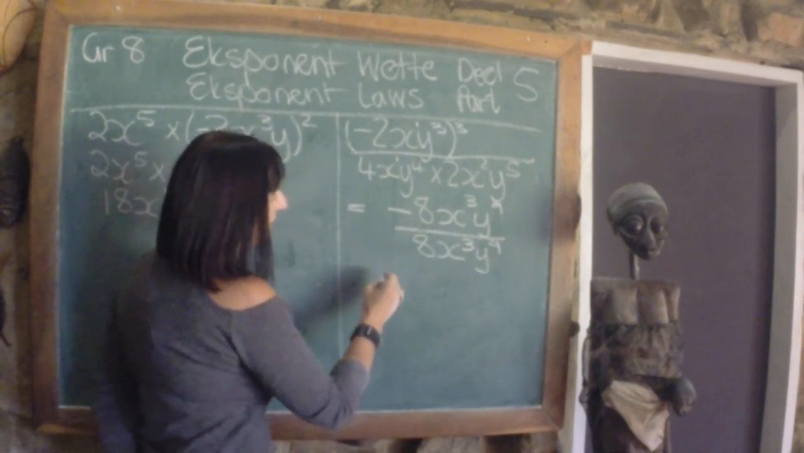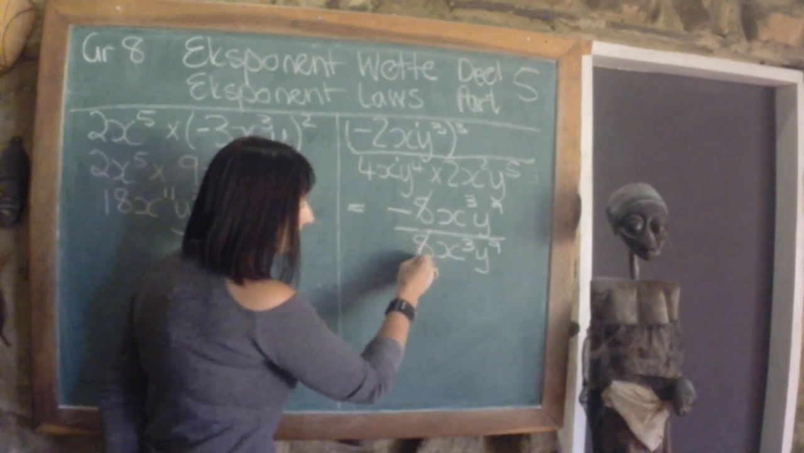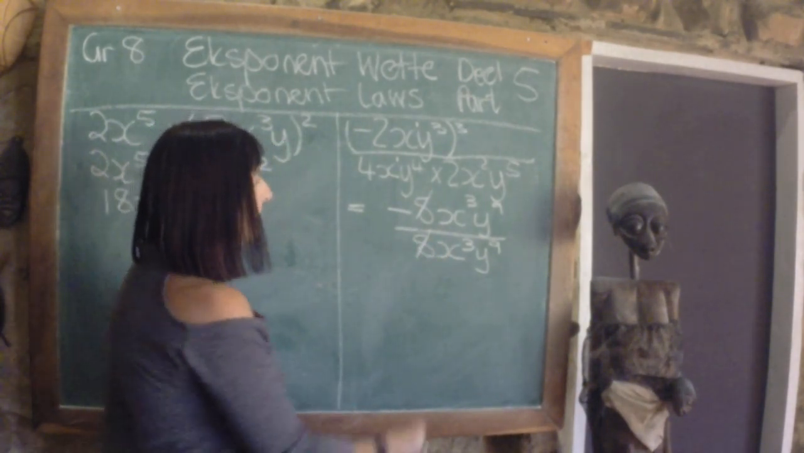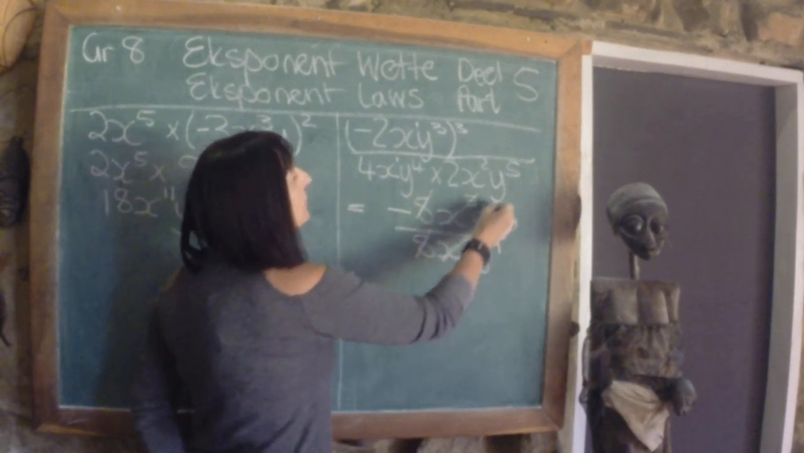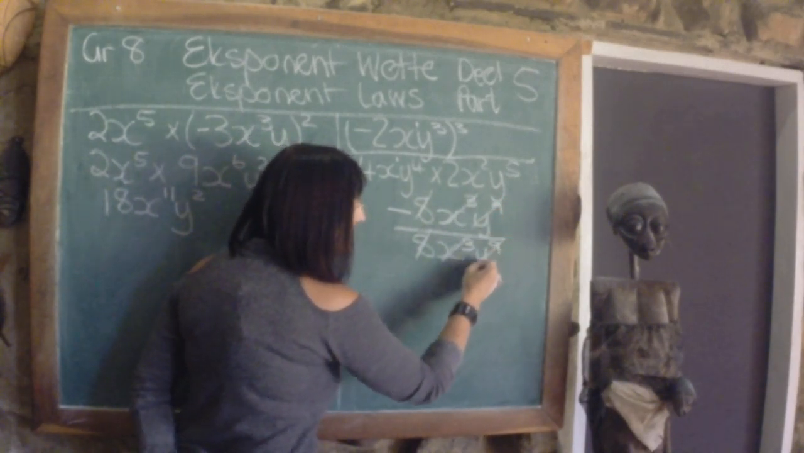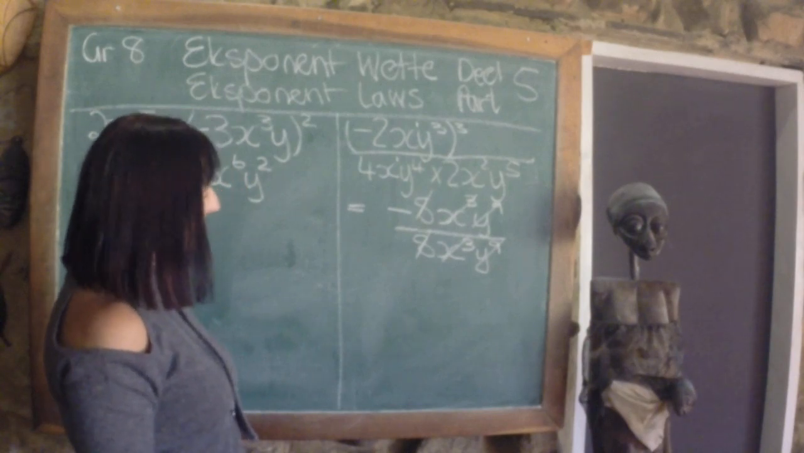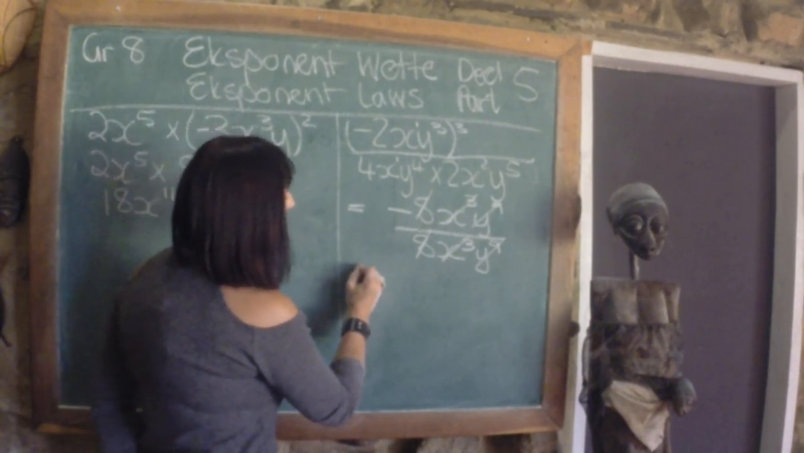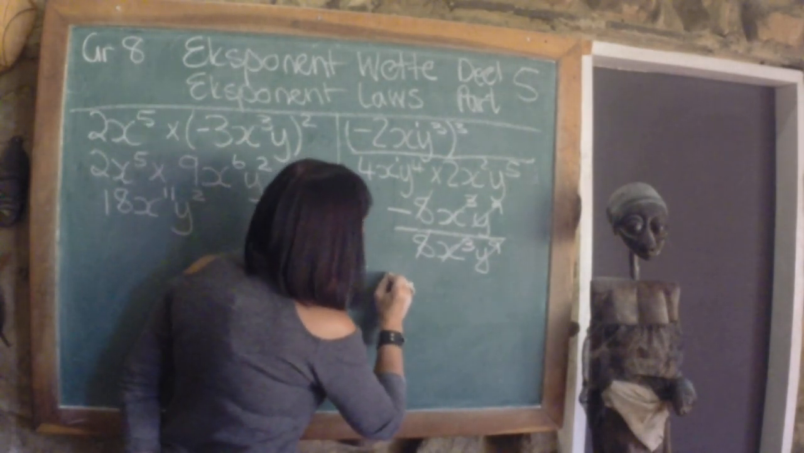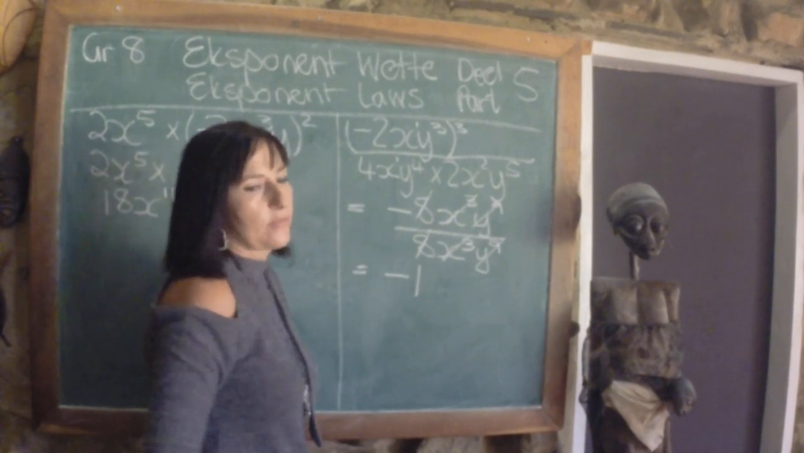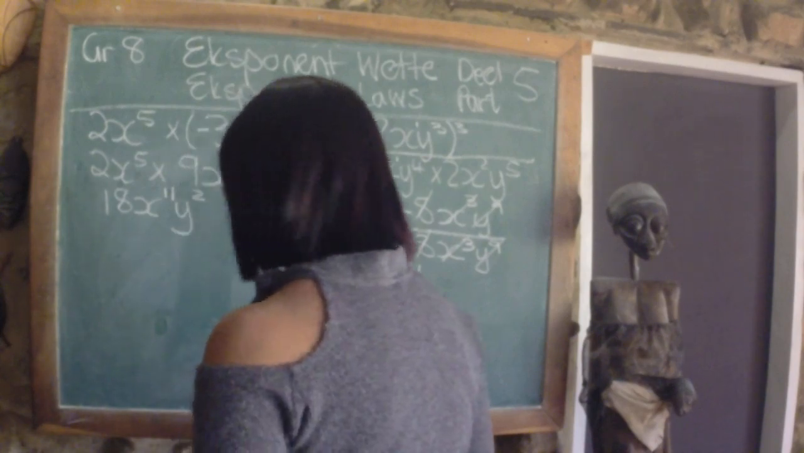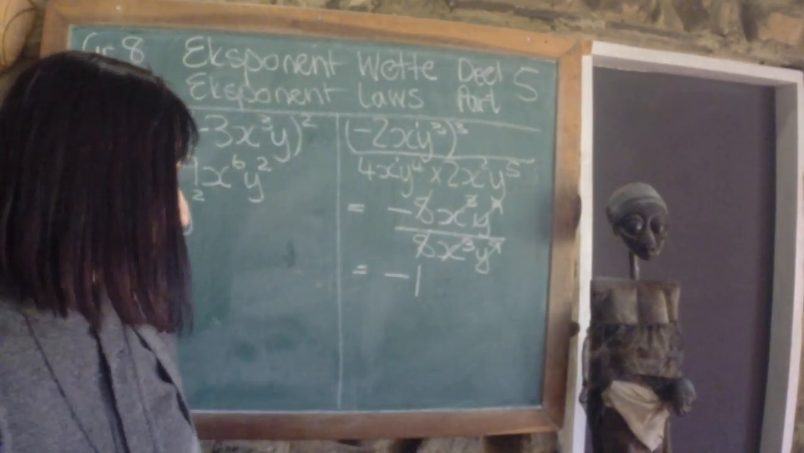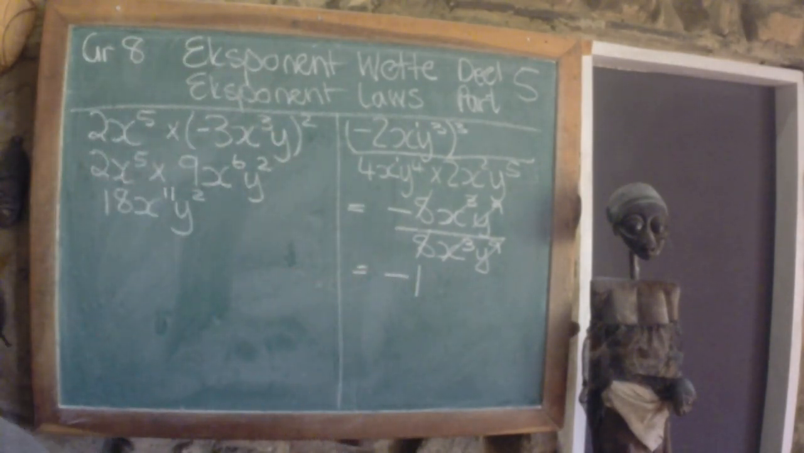Now I can check this out, the 8's can cancel at the top and the bottom. There's 3 x's at the top and the bottom, it can cancel. And there's 9 y's at the top and the bottom, it can cancel. And that leaves me with only a minus 1. And that's my answer. Let's do 2 more examples. And then you guys can practice.